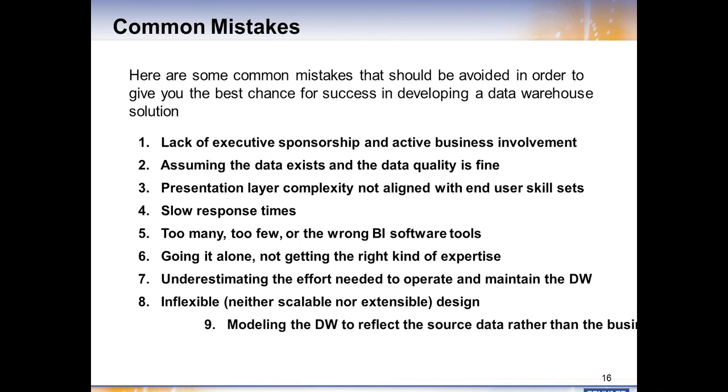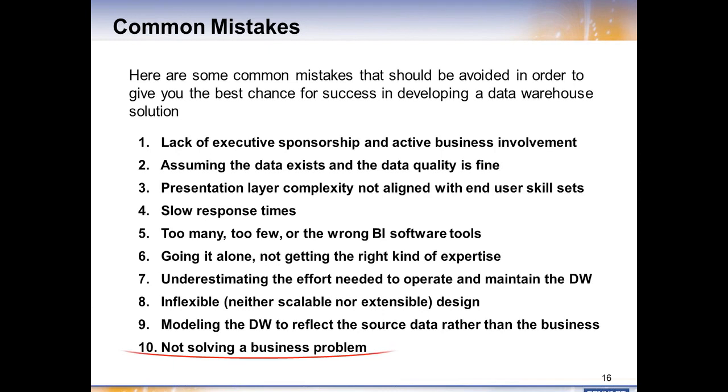Underestimating the effort to operate and maintain. You've got source systems changing all the time, and a lot of the times they're not going to tell you it changed, so those nightly updates that you expect to run automatically just may not run, and it takes a lot of time and effort to stay on top of that. Inflexible design: if you stick very rigidly to any kind of architecture, you may preclude yourself from answering the business problem that needs to be answered. So there needs to be some flexibility built in there.